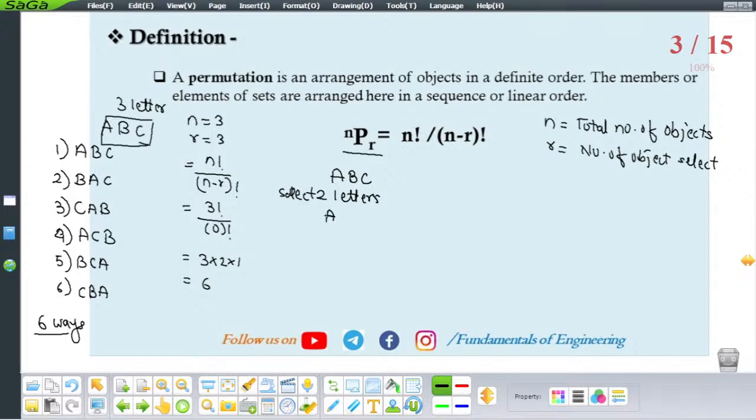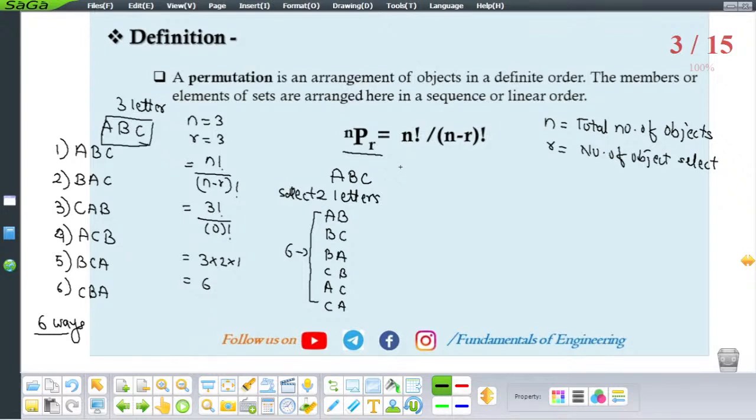First we will get AB, then BC, then we can change the arrangement: BA, then CB, then AC and CA. Here also there are 6 ways we can arrange. By using the formula also we are getting the same value.